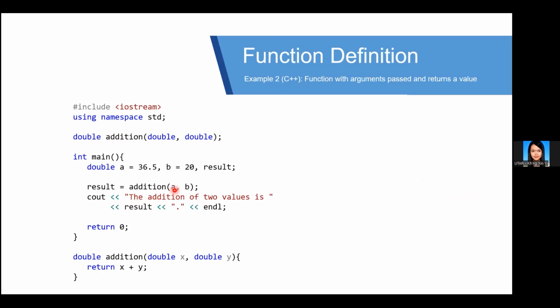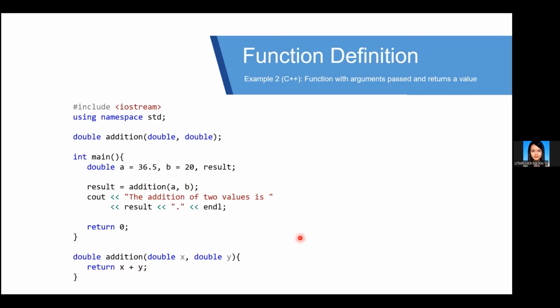Remember, for a value returning function, either we can store the return value in a variable, maybe like the result here, or you can just use the cout to do the printing of the return value directly, right? So for this case, this is the function call here. We have the function name addition, and then we have the two parameters A and B that are going to pass down to the function. So again, the last part, this is the part that we have the function definition. We have the function header, and then after that, we have the return statement here.